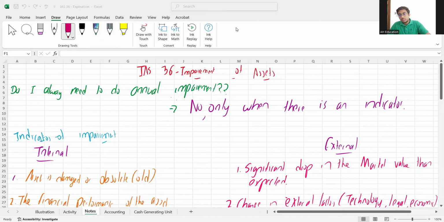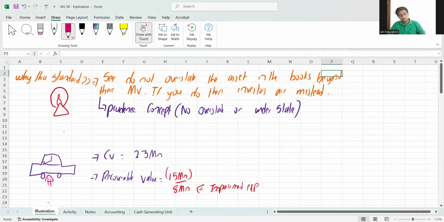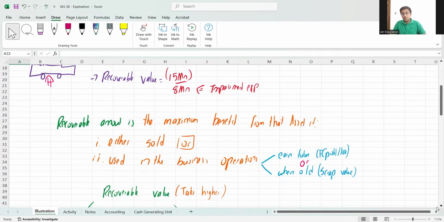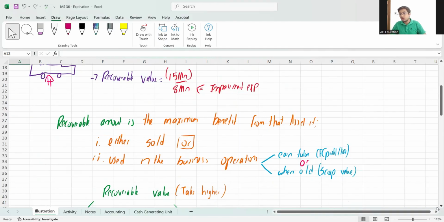Before we jump into the topic, let us, as usual, go into an illustrative example. Before I start, I would like to stress a specific word that will be used throughout your standard. This particular word is recoverable amount.